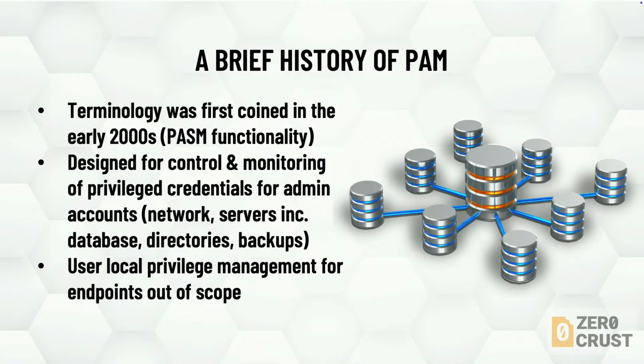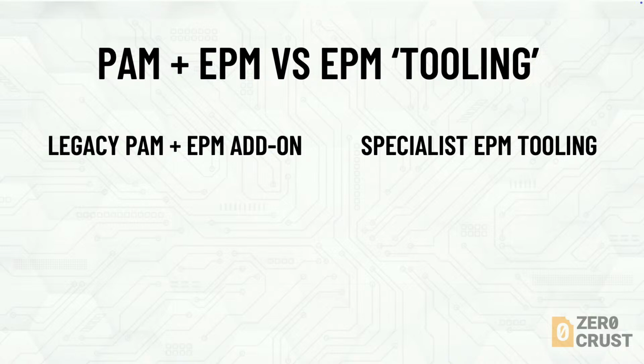Okay, local privilege management at that time was considered not so important, because it is really talking about the user's privileges locally on the endpoint. It doesn't mean that user can do anything on any other system. So it's really an isolated privilege management on the endpoint. So it wasn't really thought of at that time as being as important. Okay, so really, how do we explain then, PAM, EPM, and EPM tooling?